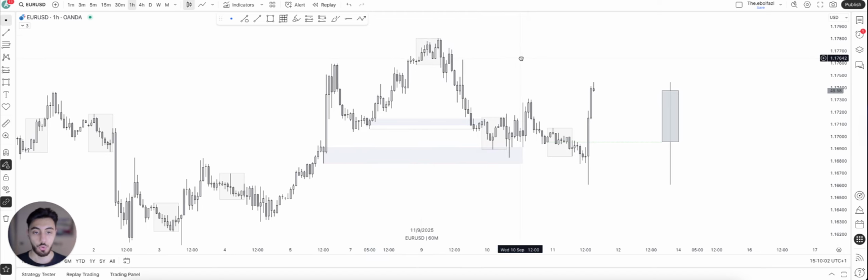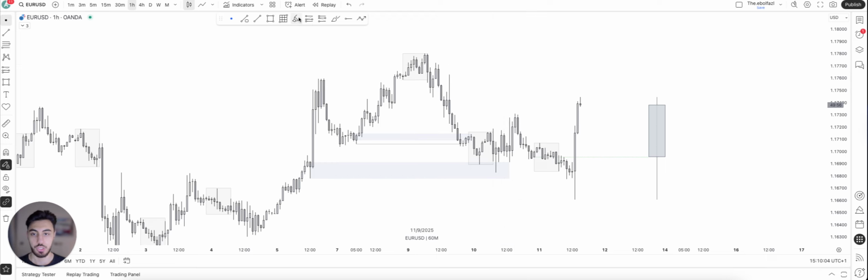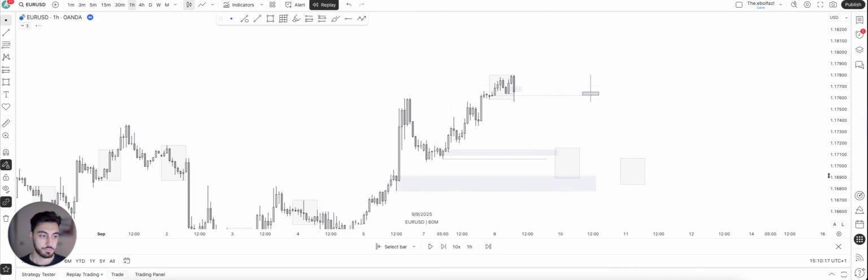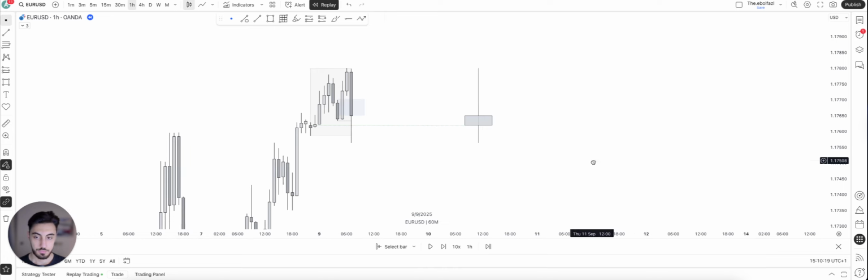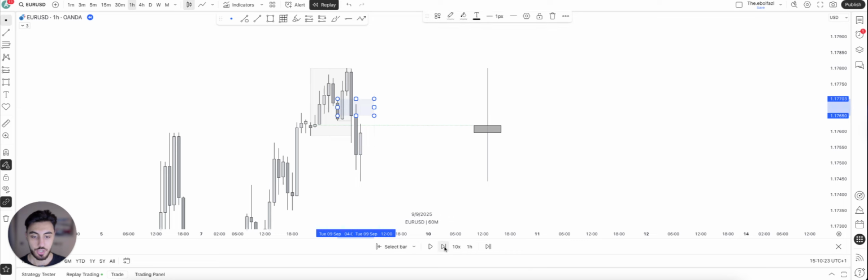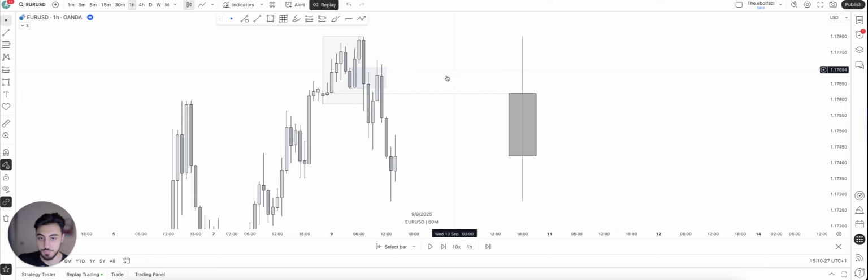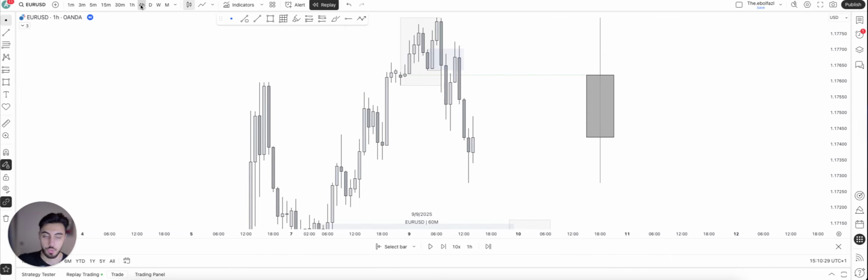Now let me show you one more. Take a look. This was a bullish order block, right? The last bearish candle before the bullish move. Now price broke this area with the break of market structure. See, price broke this area with the break of market structure, then price reversed. Okay, now let's go to one more.